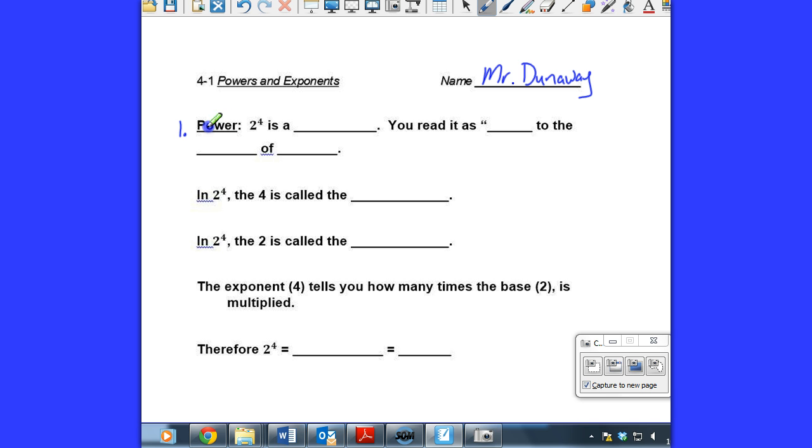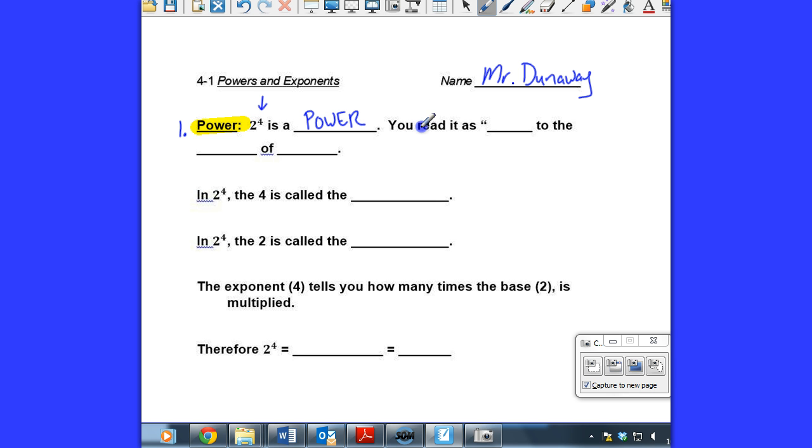The first vocabulary word for you is power. Again, as usual, as we go through the notes, please hit pause, stop, and think about what it is you're trying to learn. It'll make your life easier in the long run. Here, for a power, I tried to show an example. That's 2 to the power of 4. That whole thing, 2 to the 4, is a power. That's what it looks like if you have a number with an exponent.